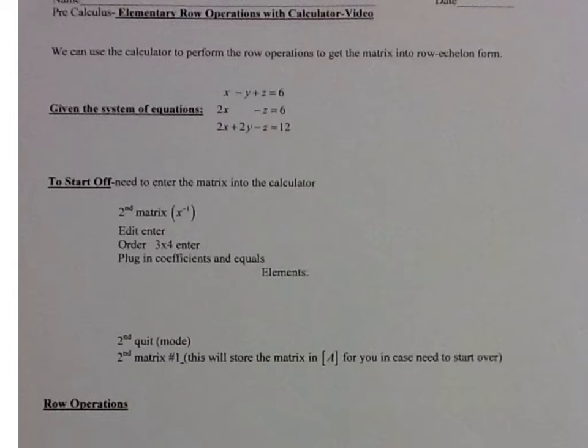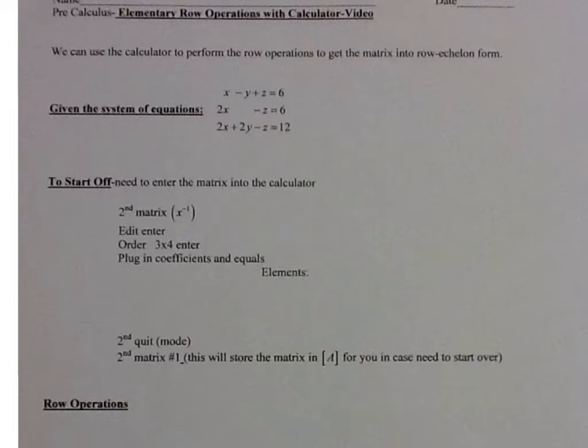So today what we're going to be working on is performing elementary row operations with your calculator. So we're going to take a matrix and put it in row echelon using the calculator. Alright, so I have this given system of equations here. And the first thing we need to do is enter the system of equations into our calculator in matrix form.